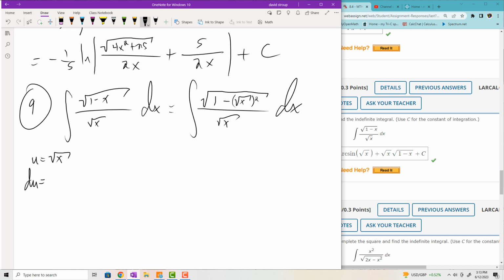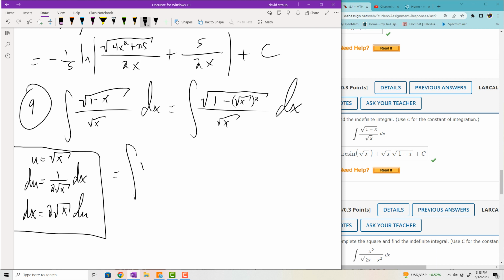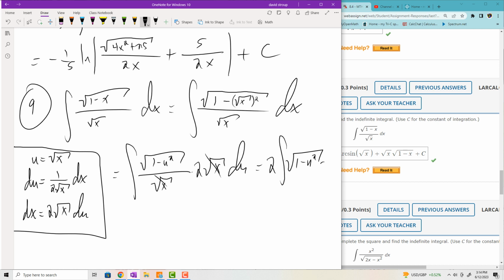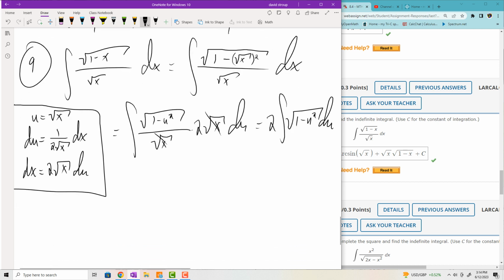So let's see if that works. The derivative of square root of x is 1 all over 2 square root x. You just do power rule. Dx, and then yeah, we're going to get a nice cancellation. Dx is 2 root x du. And so subbing that in, we have the square root of 1 minus u squared, which is a sine sub, all over square root of x, which is going to be canceled out by the 2 square root x du. So that would be gone, that would be gone. You factor out the 2, and you just have this nice square root of 1 minus u squared du, which is a trig integral, if that's not clear.